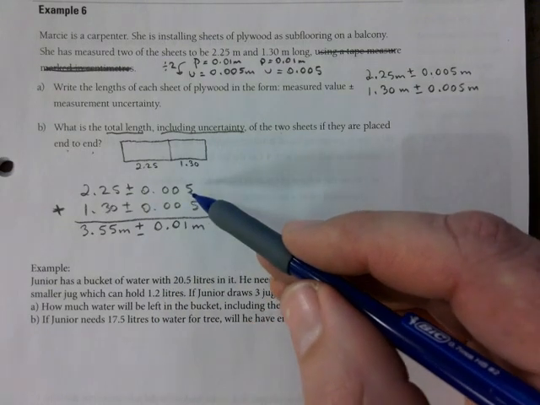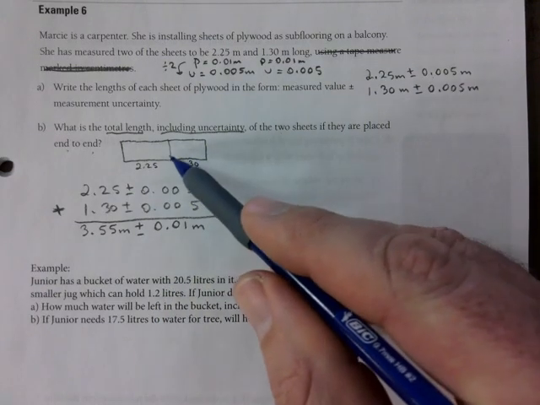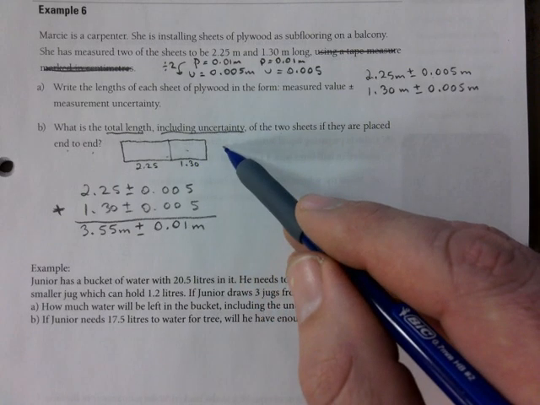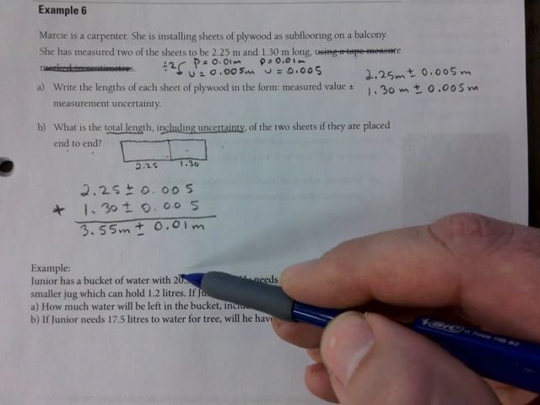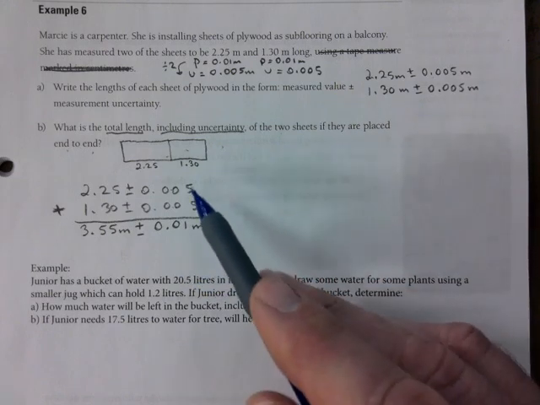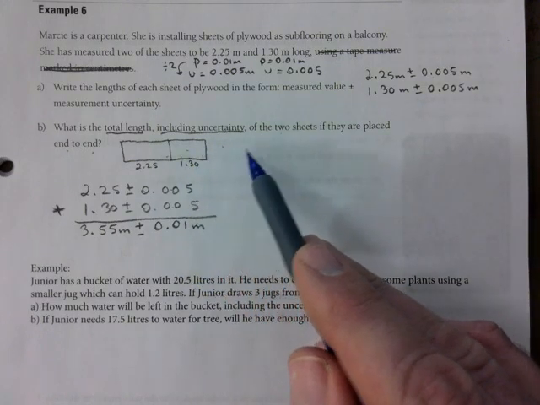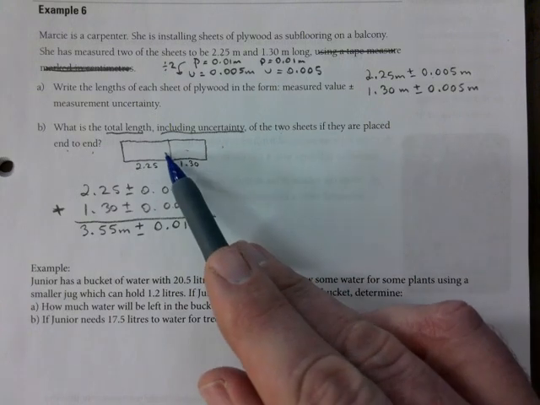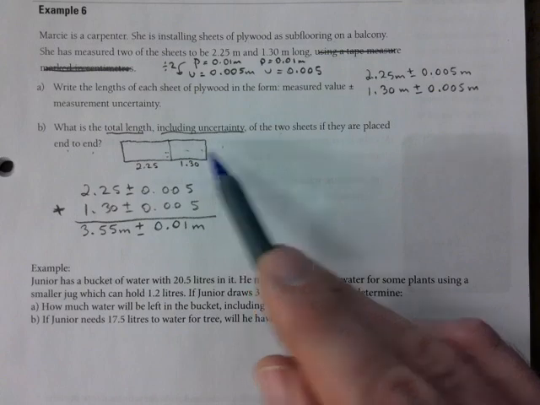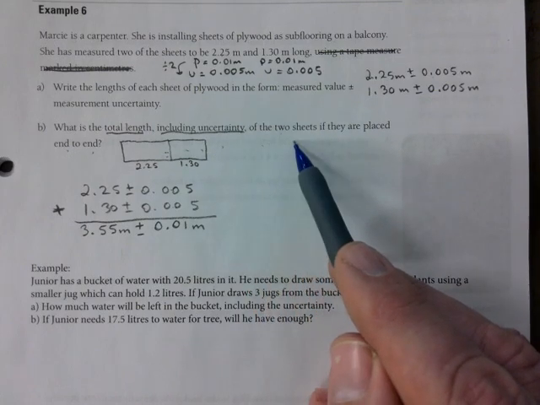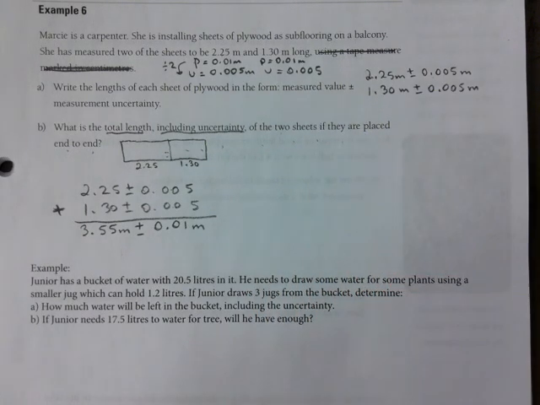If you had, let's say, 3 sheets, like 1, 2, and a third one, you would do the same thing and you would add up all the uncertainties. The reason being is the more you add to something, every time there's a little bit of uncertainty here and a little bit of uncertainty there, every time you add to something, it actually combines the uncertainty.